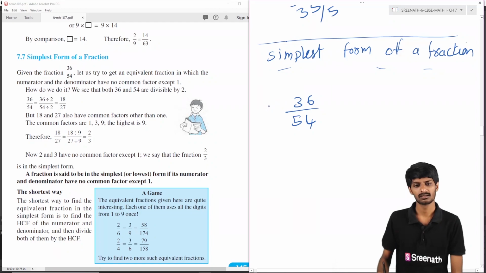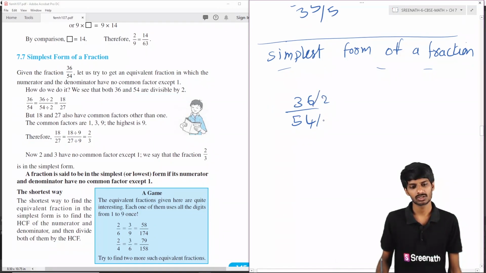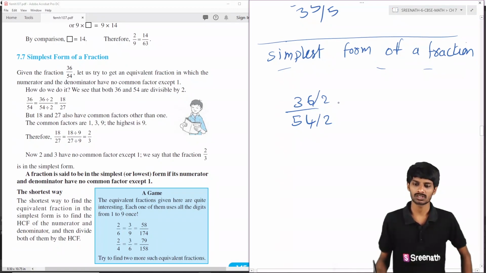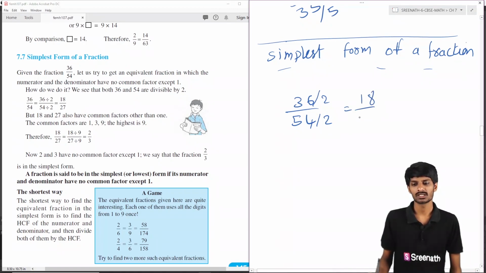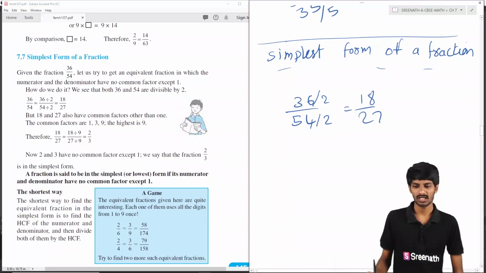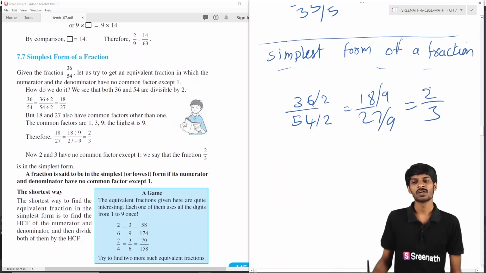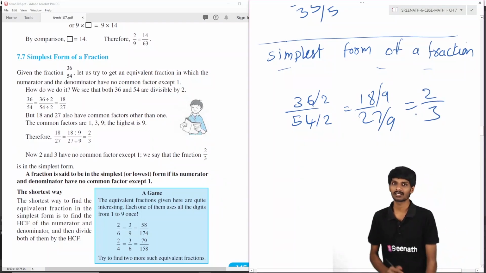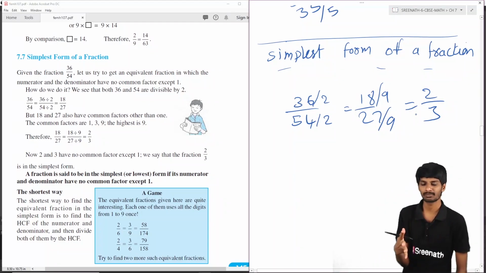Okay students, if you divide by 2, which is a common factor to both, it will give rise to 18 by 27. So here also it has the common factor of 1, and in addition it has another factor. Suppose 9 is a common factor, divide both by 9, it will get 2, it will get 3. So if you see, there is no other common factor for both numerator and denominator except 1.